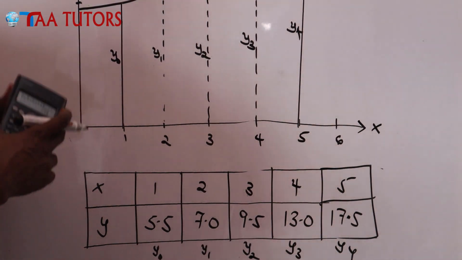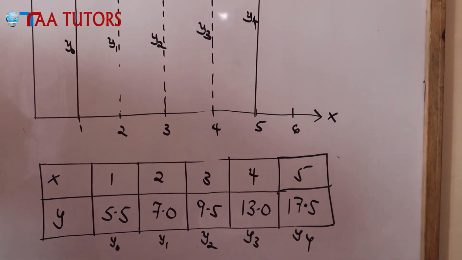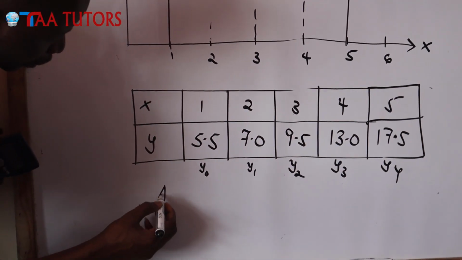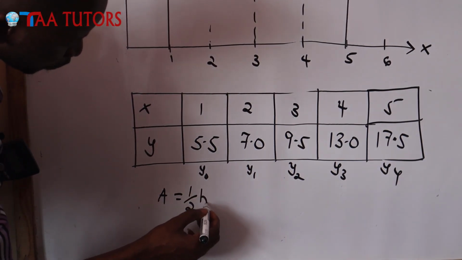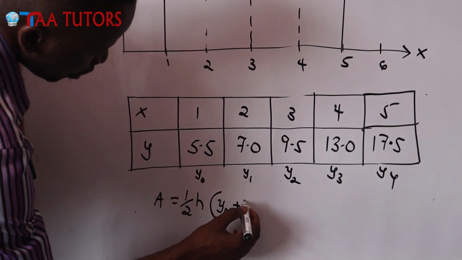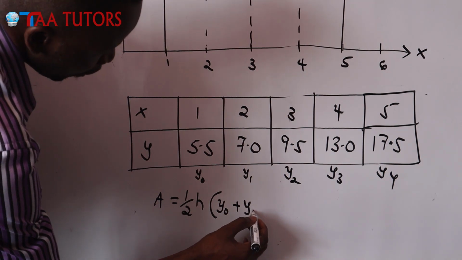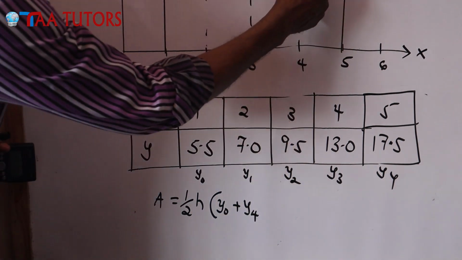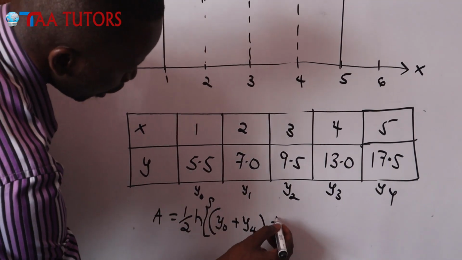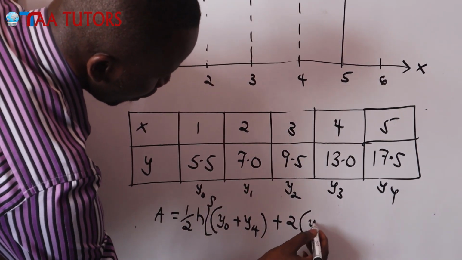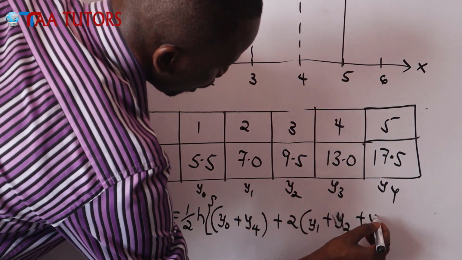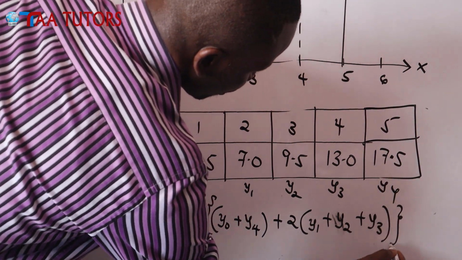Remember, in our formula, we needed just the y's. Because we have 4 trapezia here, we just need the formula: area equals a half h into, y naught plus y 4 in this case, close bracket, plus 2 into y1 plus y2 plus y3 in a close bracket.